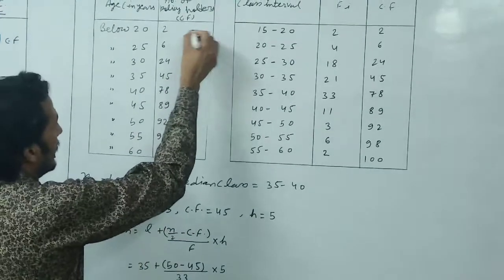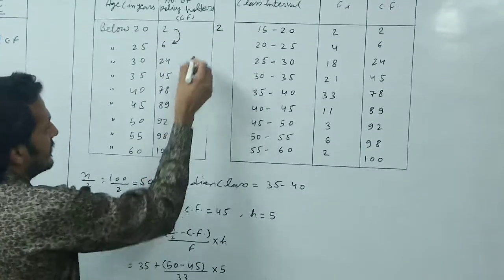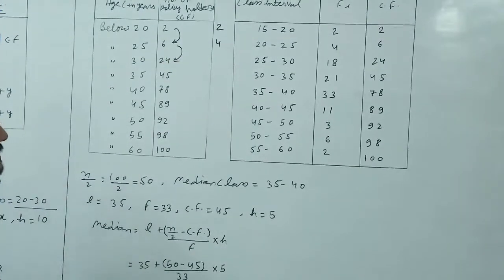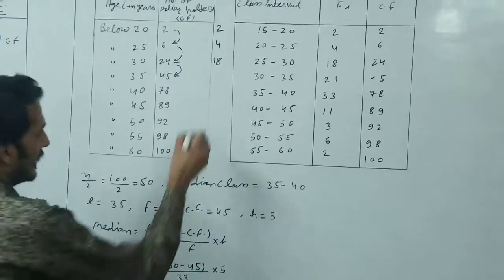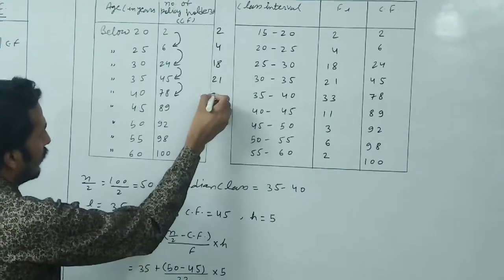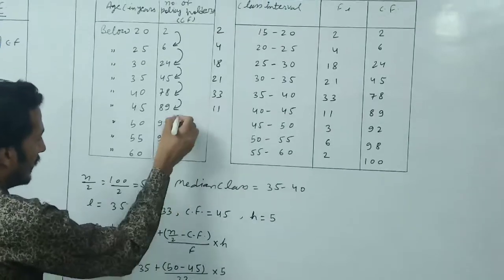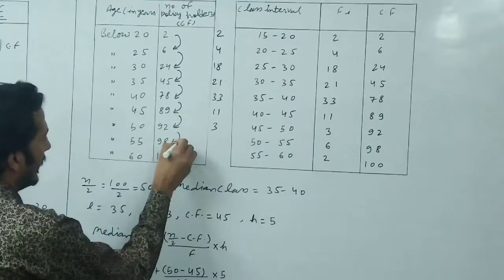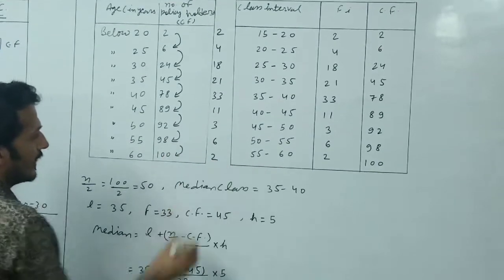So first value will remain the same, so 2 we will write the same. Now we will subtract this 2 from 6, then we get 4. Then we subtract 6 from 24, then we get 18. Then we subtract 24 from 45, then we get 21. After that we subtract 45 from 78, then we get 33. Then we subtract 78 from 89, then we get 11. After that we subtract 89 from 92, then we get 3. After that we subtract 92 from 98, then we get 6. And we subtract 98 from 100, then we get 2.